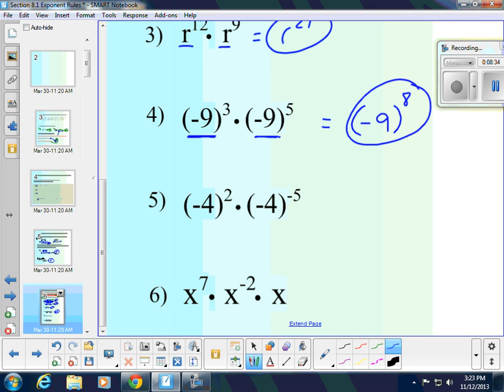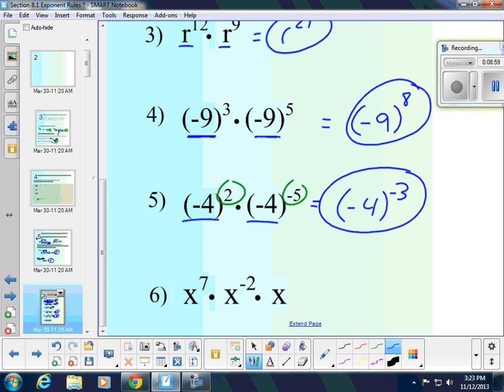Same thing with number 5. It's a negative number as the base, so I've got to keep that as negative 4 in parentheses in my answer as well when I simplify this. And in this case, even with a negative number in the exponent, we can still apply this same rule. 2 plus negative 5. Well, that's okay, and we'll learn how to deal with negative exponents very soon as well. But we can still write this as negative 4 to the negative 3 power. 2 plus negative 5 gives me negative 3, so that's what I get. Negative 4 to the negative 3rd power.